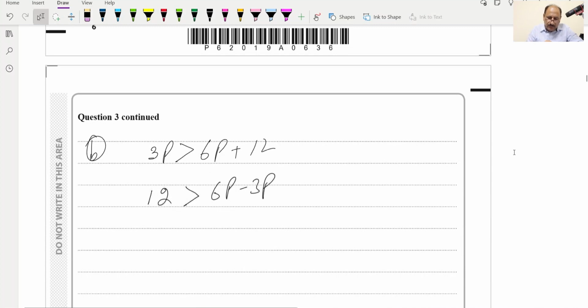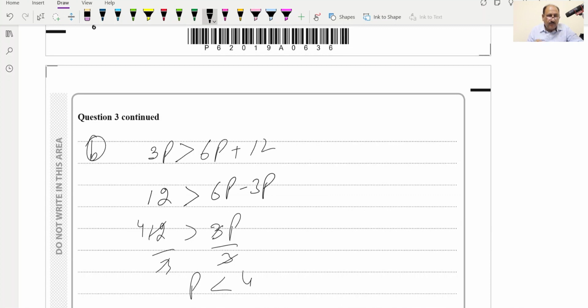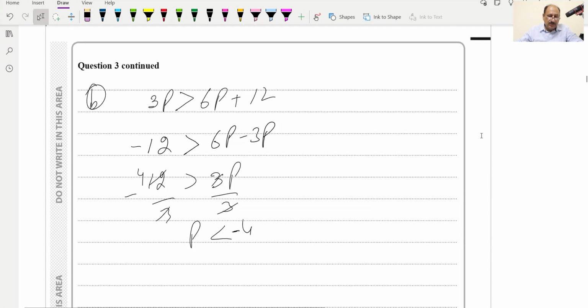we can simplify this. So 12 is greater than 3p, so divide by 3, so this will be 4. P is less than, basically not 4, this should be minus 12, because we have shifted 12 to the other side, so it should be minus 12. So it will be p is less than minus 4. This is basically the answer for this part.